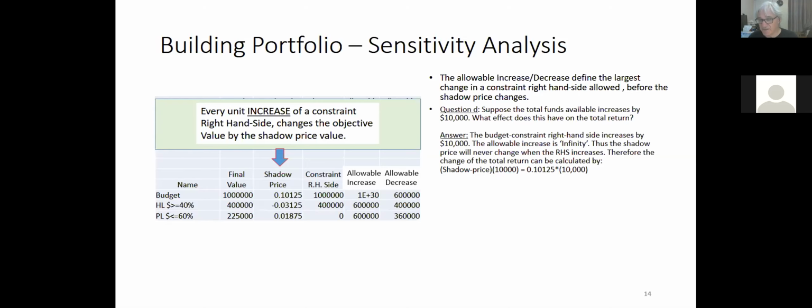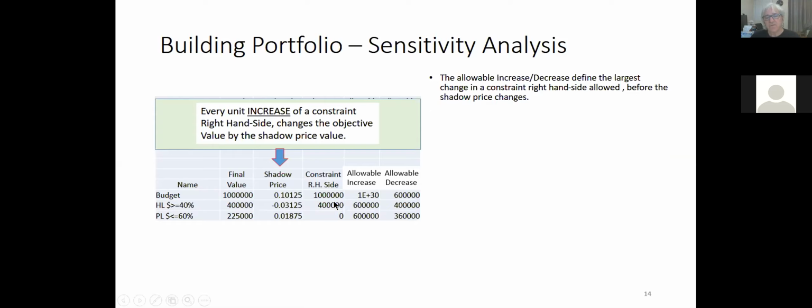That's question D in the same problem. The total funds available, which is 1 million, is supported now by $10,000 more. Management has decided to increase the funds for these loans by $10,000. What is the effect on the total return? Okay. 1 million becomes 1,010,000. This is a 10,000 increase in the right-hand side of a constraint. Therefore, right away, we are going to look at the allowable increase.